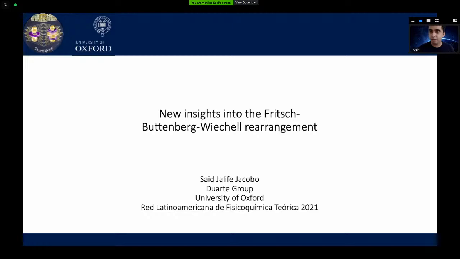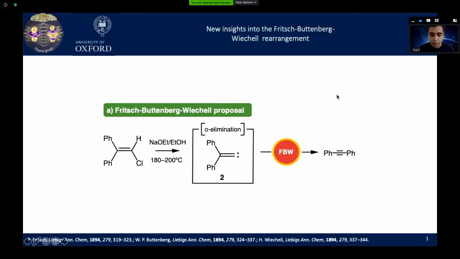Today I'll be talking about the Fritsch-Buttenberg-Wiechell rearrangement. This is a really old reaction, but it has some interesting mechanistic questions, as well as some modern applications and examples. So, this reaction was originally published in 1994.